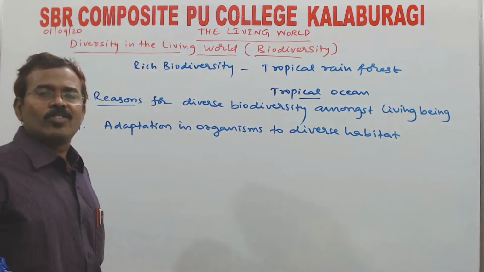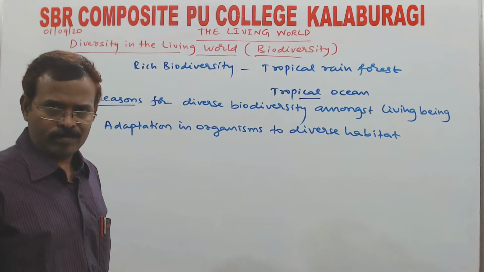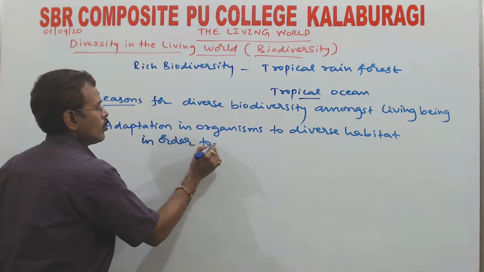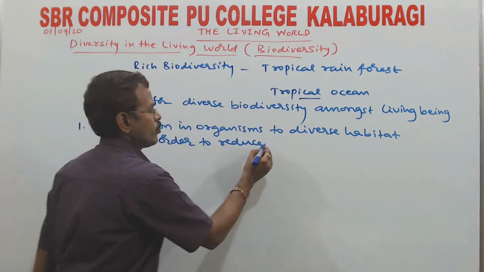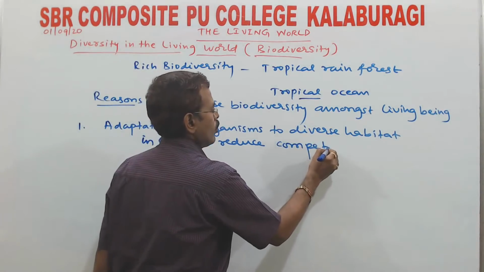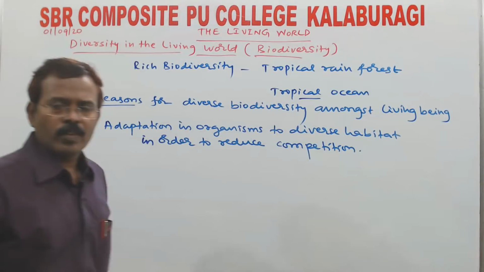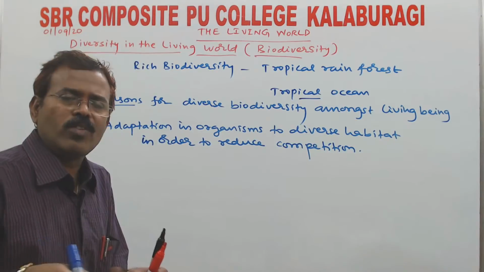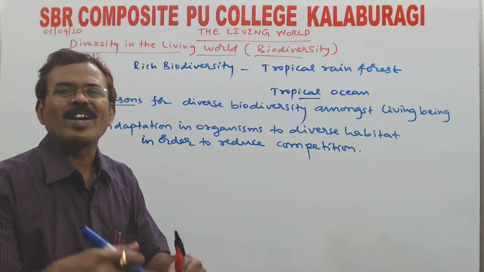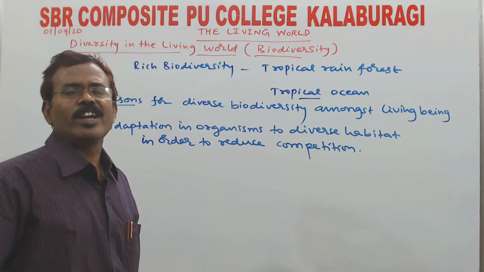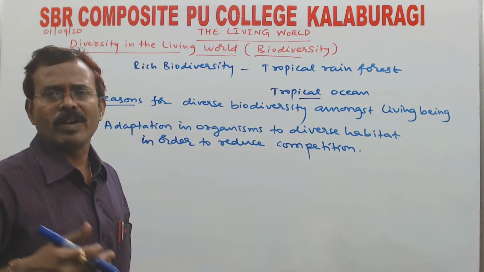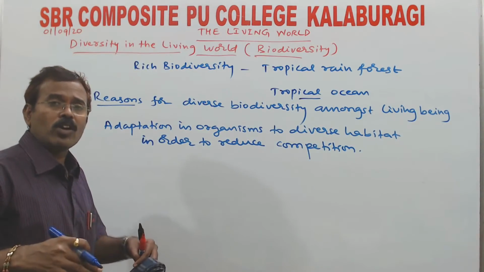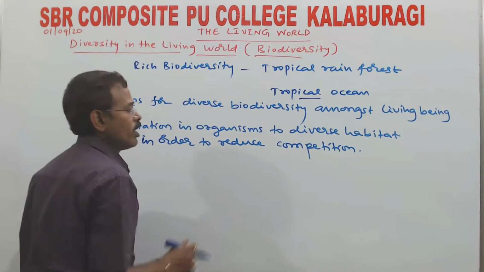Organisms are adjusted to different kinds of habitat in order to reduce competition. They are adapted to different habitat. Suppose all the plants or all the animals lived in only one habitat, there would be competition among themselves for the basic needs like food, shelter, water, mineral requirements for reproduction, etc. So organisms are well adapted to different habitat in order to reduce the competition.